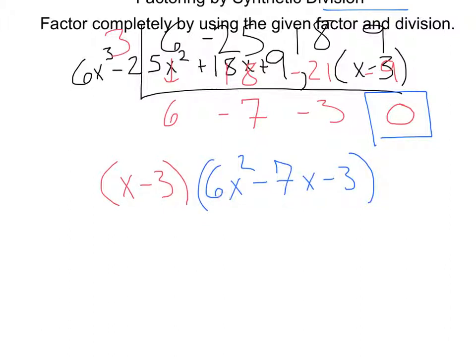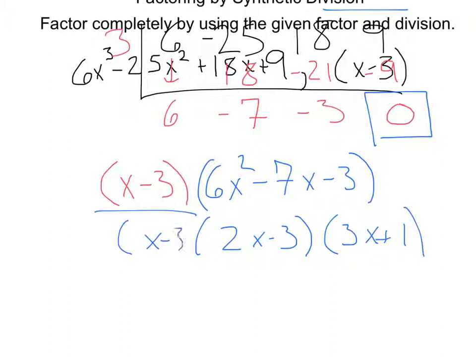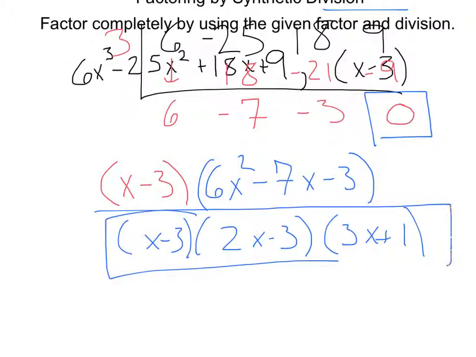Now since we don't have this x cubed anymore, we just have an x squared, we can actually factor this like we normally would. So if I go ahead and factor that, I'm going to get 2x minus 3 and 3x plus 1. And I still have this x minus 3 left. Now this is completely factored, and that's my answer.